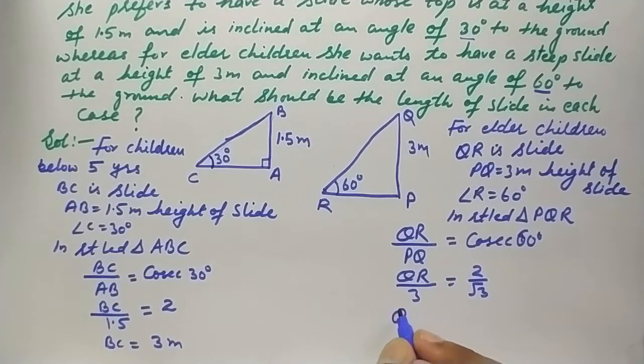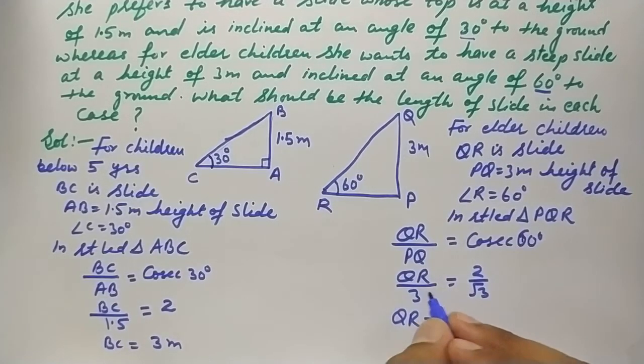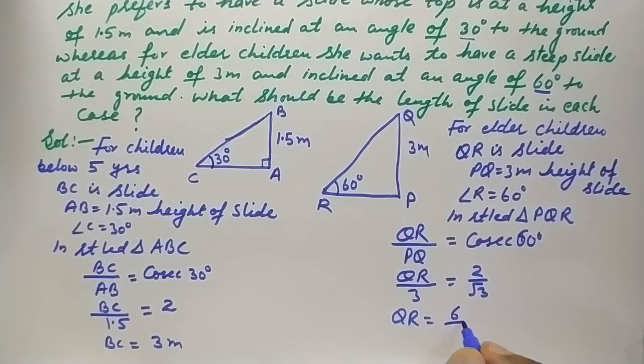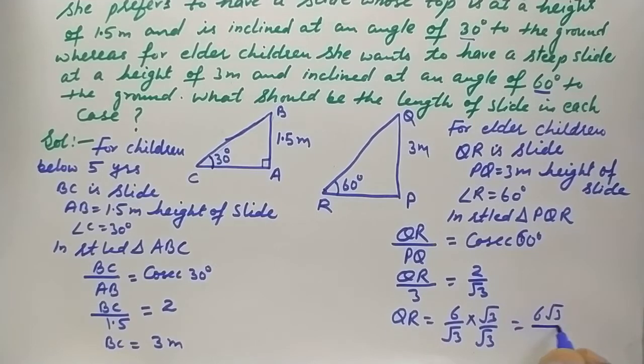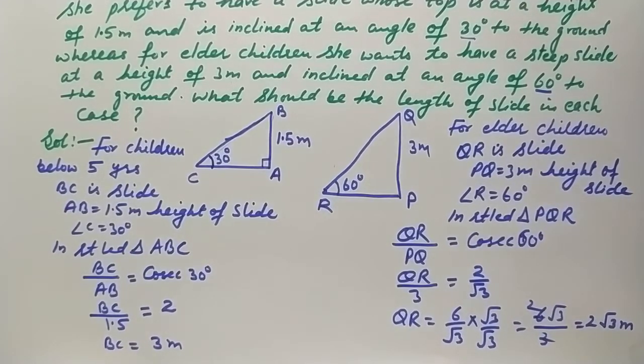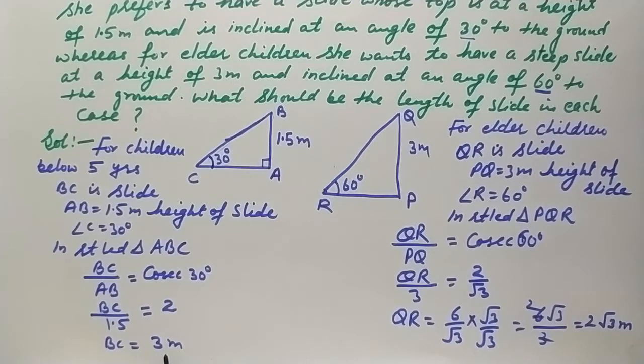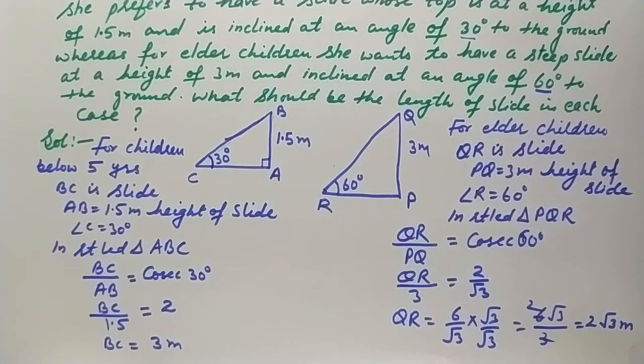So QR will be, now cross multiply, 3 will go here in the numerator, so 6 over root 3, and you can rationalize here, so root 3 over root 3, so it becomes 6 root 3 over root 3 into root 3, which is 3, so 3 ones are 3, twos are 6 by 3, so 2 root 3 meter is the length of the slide in this case. So in the first case it is 3 meter, in the second case it is 2 root 3 meter. So this way we will do this question.